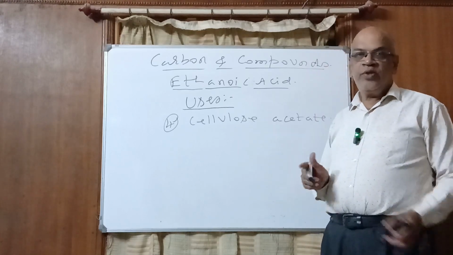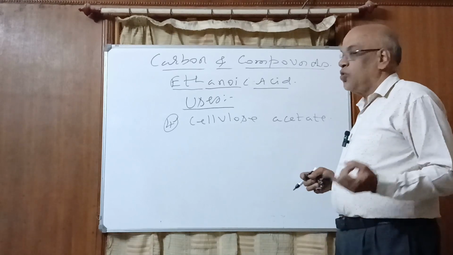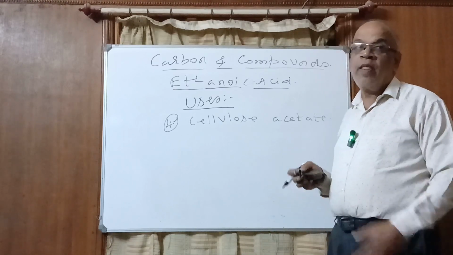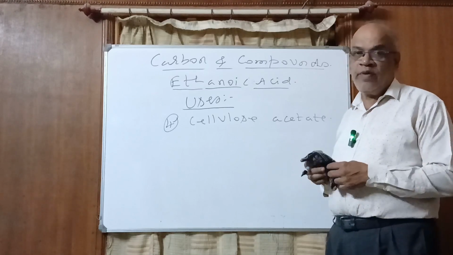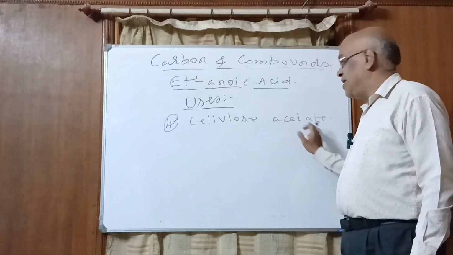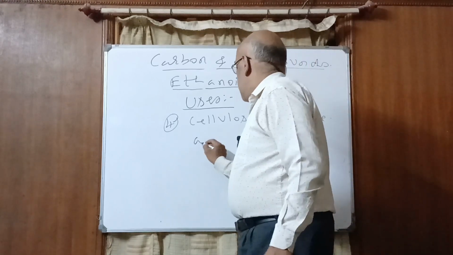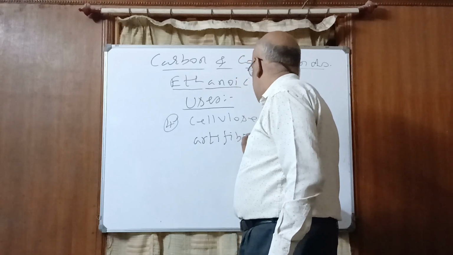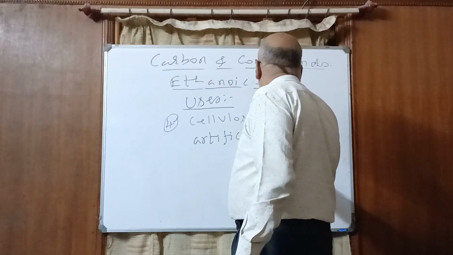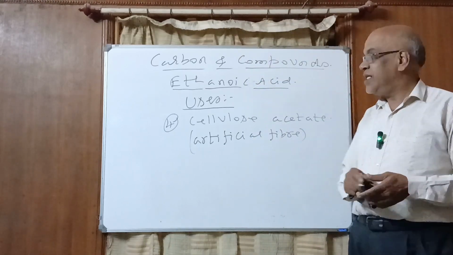First one is what, children? It is used in the manufacture of vinegar, which is a preservative of food. Second one, it is used as a flavoring agent. It is used to coagulate rubber. Coagulation of rubber means what? Rubber is obtained from latex, so it is used in the coagulation of rubber. Then it is used in the manufacture of cellulose acetate, which is an artificial fiber. These are the 4 uses.